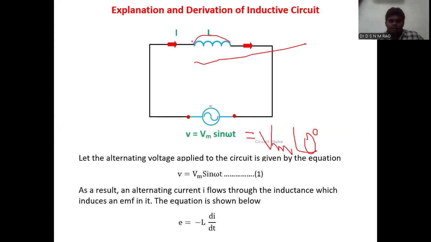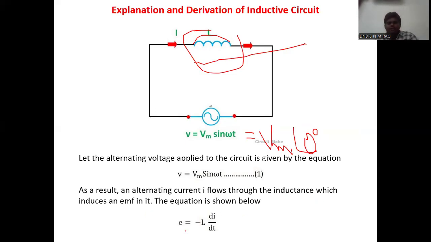Here we can see the pure inductor is excited by a sinusoidal signal, AC voltage. Let us consider a sinusoidal signal, the instantaneous value v equals Vm sin omega t, applied across the pure inductor. That can also be written as Vm at an angle of 0 degrees. As a result, alternating current flows through the inductance, which induces an EMF in it, according to Faraday's laws of electromagnetic induction.